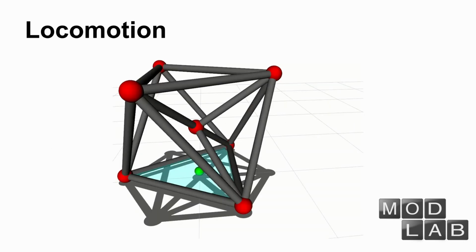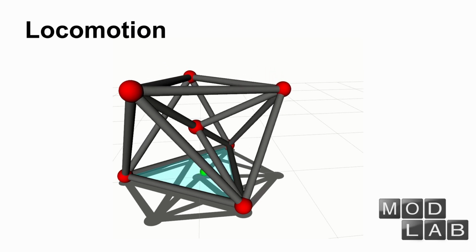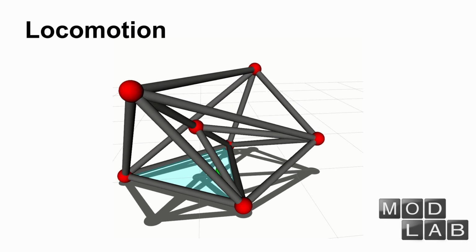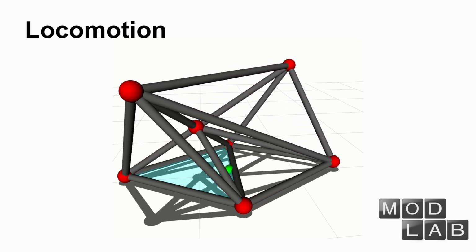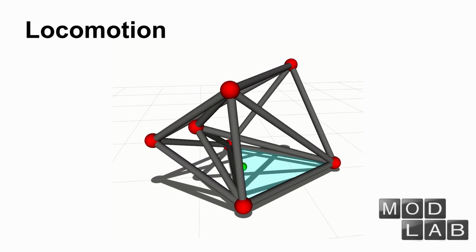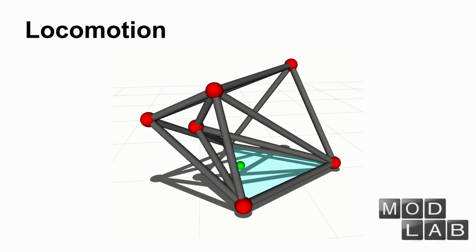Here is an example to execute a rolling locomotion step using a truss. We first move two nodes to expand the support polygon, then move another two nodes so the center of mass enters the new support triangle. Finally, we move the last node to the center of the truss.